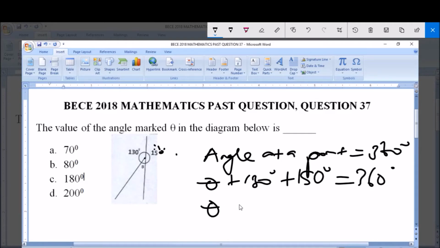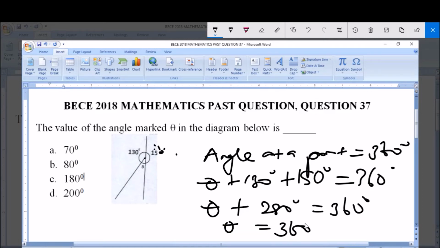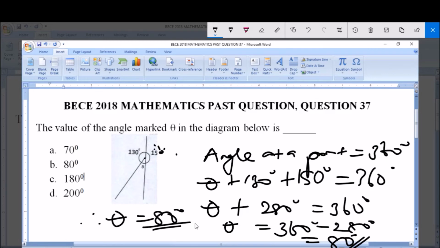Now theta plus 280 degree is equal to 360 degree. Now to find theta, you subtract 280 from both sides, and this will give us 360 degree minus 280 degree. And 360 degree minus 280 degree is equal to 80 degree. So therefore, theta is equal to 80 degree.